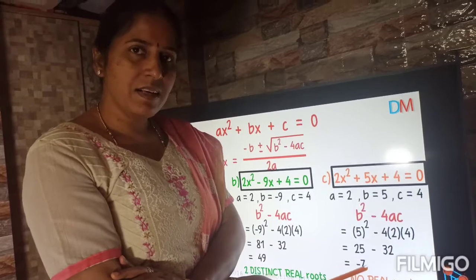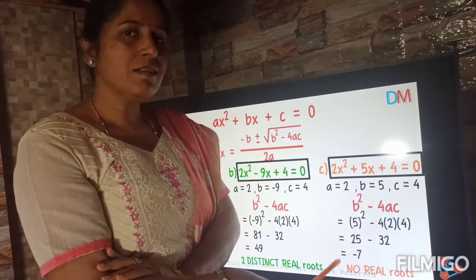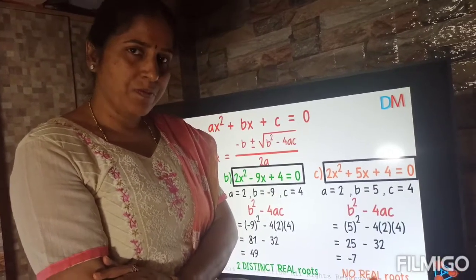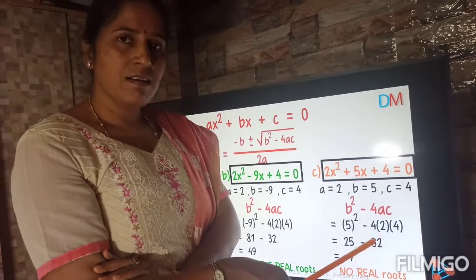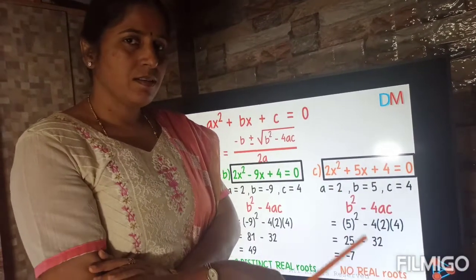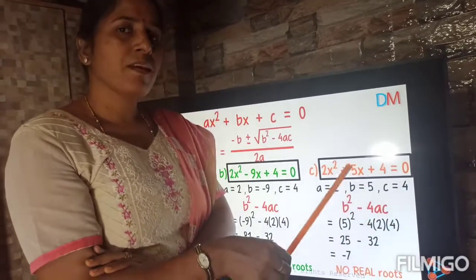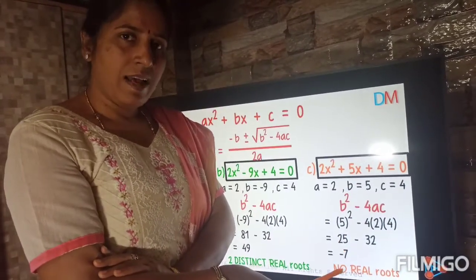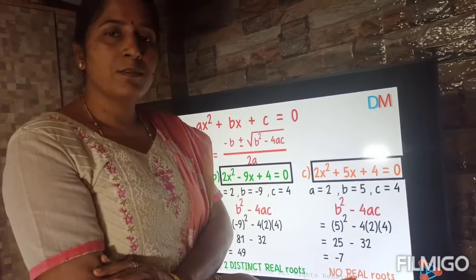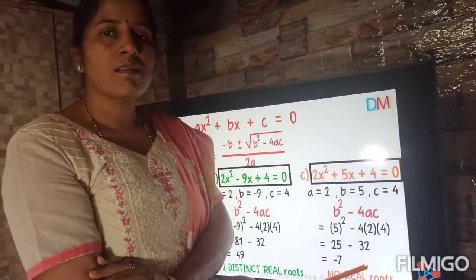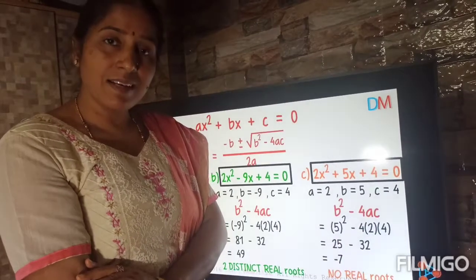What is the minus 7? It is a negative number, meaning it is less than 0. What is the condition of the nature of the roots? If any delta value or discriminant value gives a negative answer, then those roots are not real, or imaginary roots.